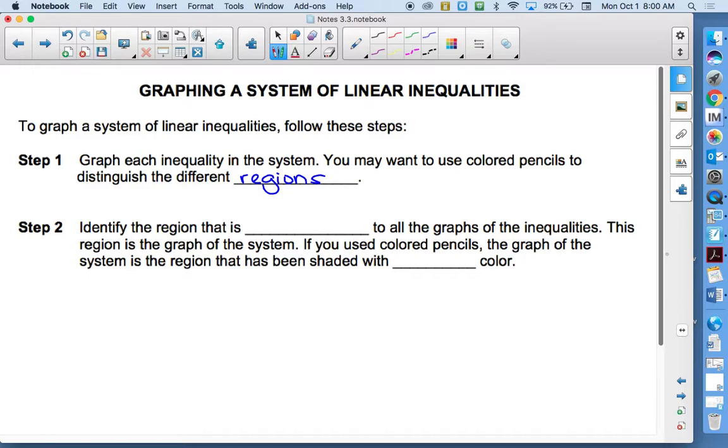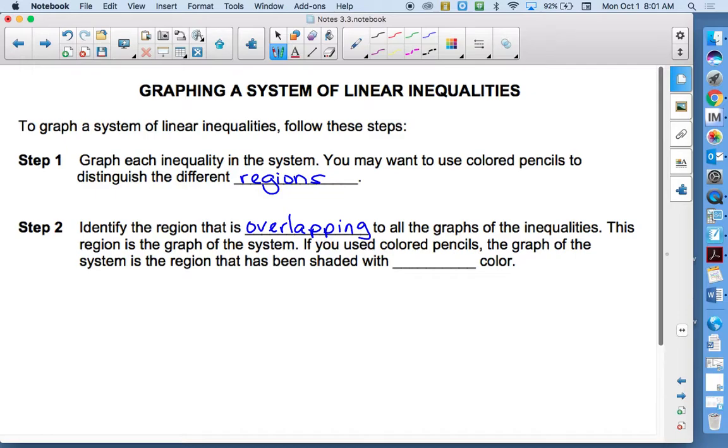You'll just need two today. So if you have a pencil and a pen, that even works. One pencil, one pen, that's all you need for today. And then it says, identify the region that is the same to all of the graphs, overlapping with all of the graphs. This region is the graph of the system. So that overlapping region is the graph of the system.